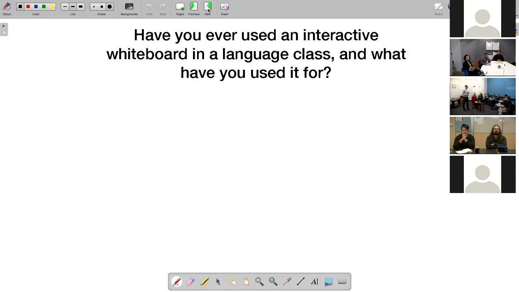Can we first establish what it means to use it interactively before we answer the question? Sure. By this, I mean that you are writing on it, you are doing things with the board that require the touch capability, as opposed to just using it as a screen. Oh, okay. Right.